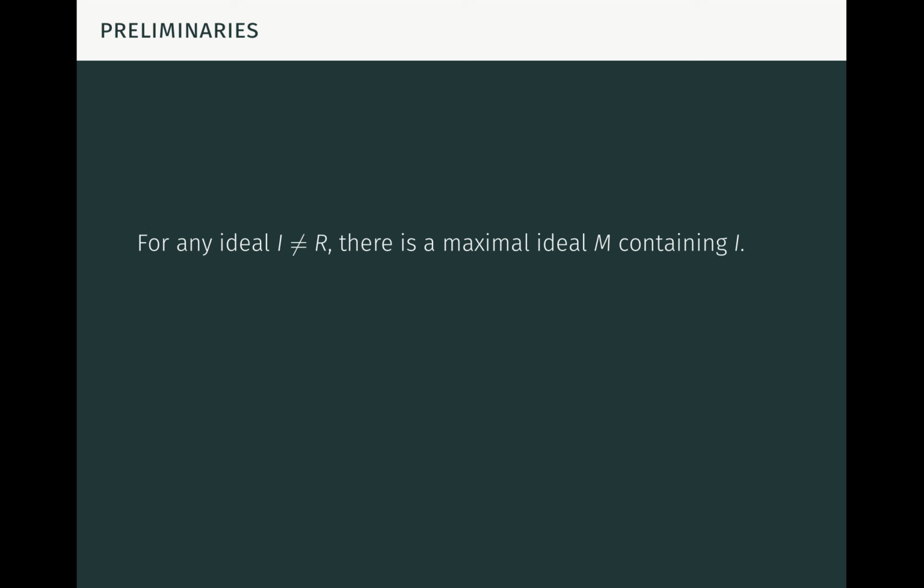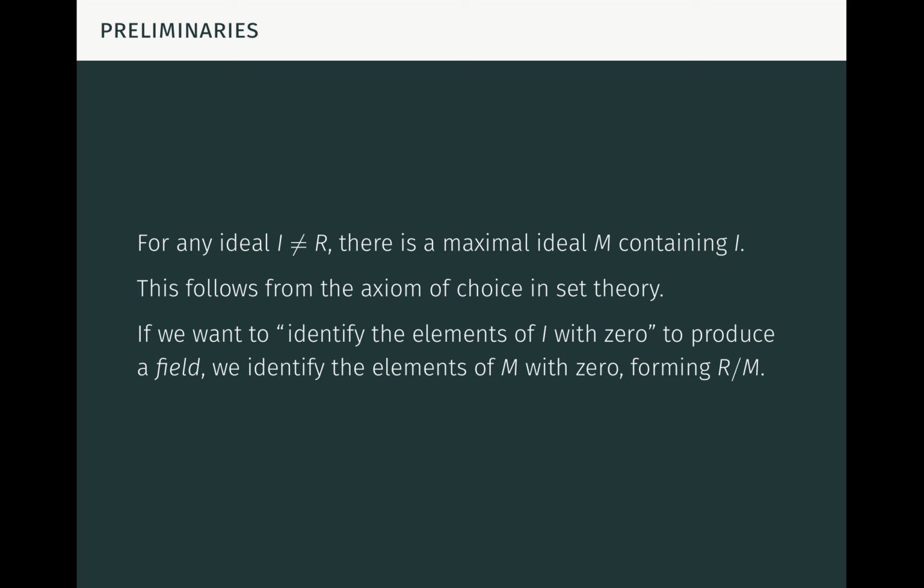Importantly, for any ideal I that's not equal to R, there is a maximal ideal M containing it. This follows from the axiom of choice in set theory. So this means if we want to identify all the elements of I with 0 to produce a field, we actually need to identify the elements of M with 0, forming the quotient R mod M.